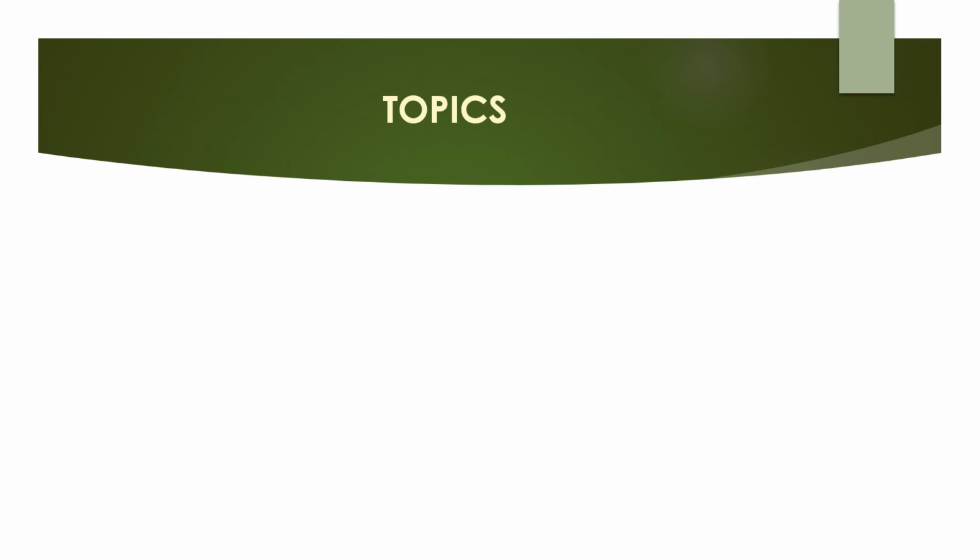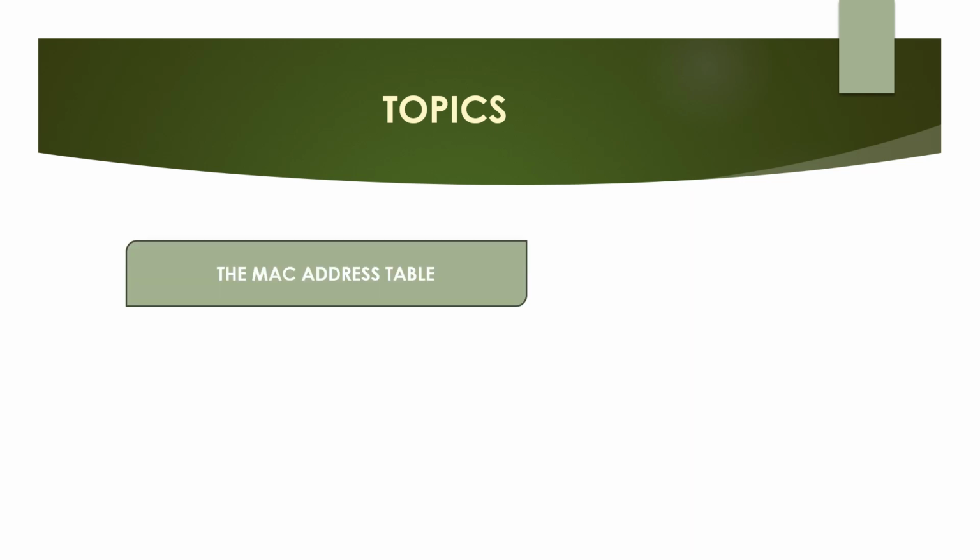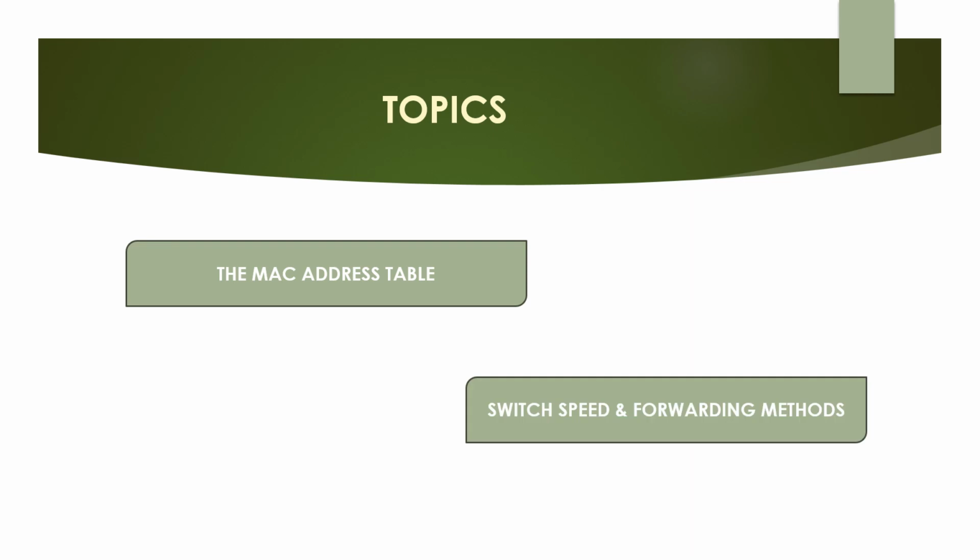At the first part of Ethernet switching, we learned about Ethernet frames and Ethernet MAC addresses. And now we will continue with the MAC address table and switch speed and forwarding methods. Let's go and see each of them.